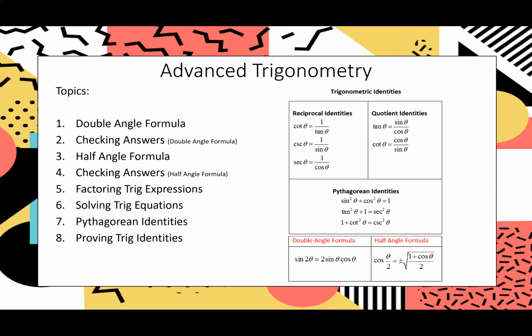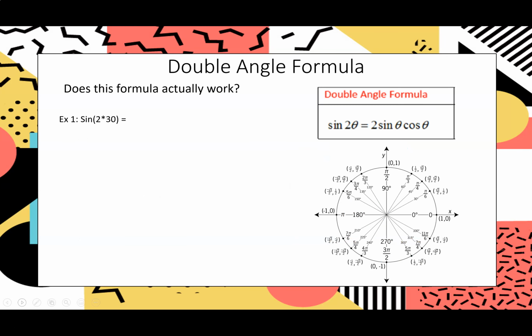Last thing I want to say before we move into this unit is that number 8 here, proving trig identities, is by far the hardest topic, I think, in all of pre-calc. If you give yourself a little patience and say, all right, I know these problems are going to take a while and I may not get it right away, I think you'll do just fine. All right, let's get started with the double angle formula.